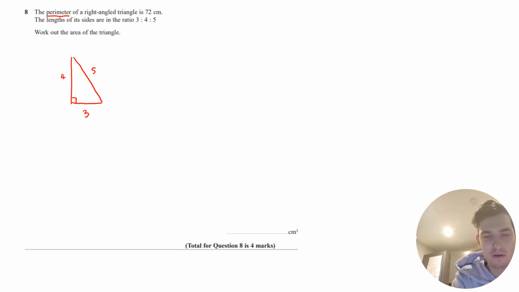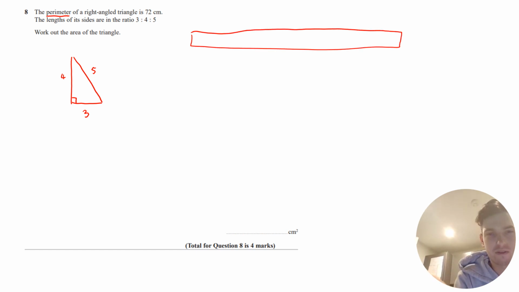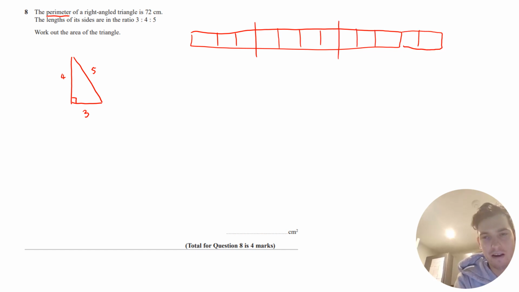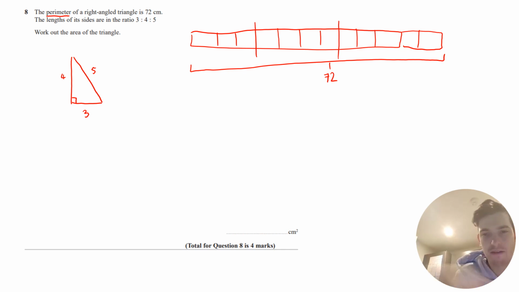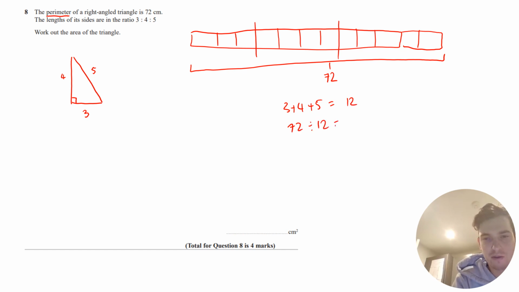Now, a couple of ways to do this one. The first way to do it is you could say, okay, the sides in the ratio 3 to 4 to 5. So we can do a kind of bar model. So 1, 2, 3, 1, 2, 3, 4, 1, 2, 3, 4, 5. So the whole perimeter is 72. And then 3 plus 4 plus 5 is 12. So each box is worth 6.